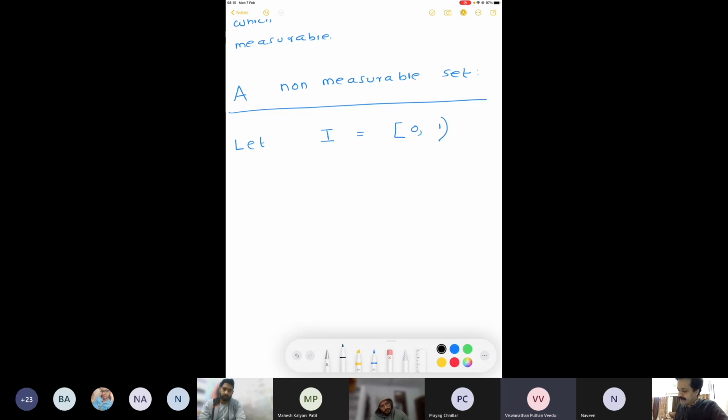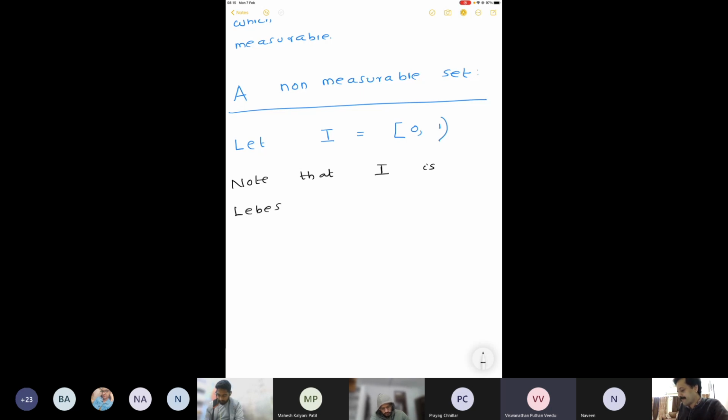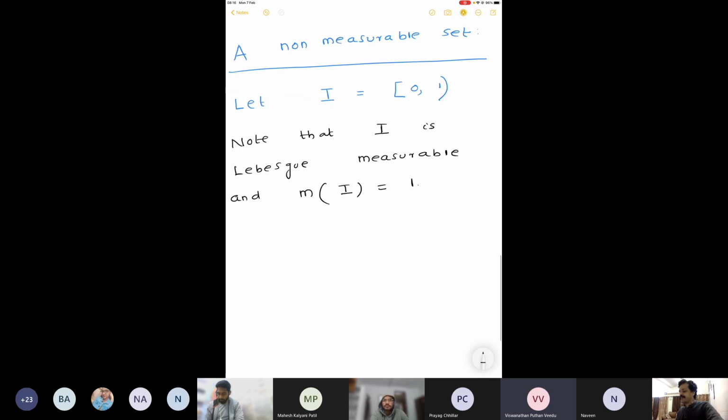First and foremost thing that you can observe is that I is measurable and its Lebesgue measure is 1. Note that intervals are measurable. Therefore, I is Lebesgue measurable. Once it is measurable, I can talk about the Lebesgue measure of I, M of I, which is equal to 1.